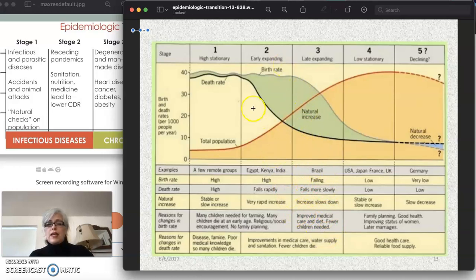So the natural increase rate is increasing in stage 3 because the birth rate is remaining high but falling rapidly, but also the death rate continues to fall and starts to stabilize down toward the bottom. It falls more slowly, but it continues to fall, and then you see it stabilize as it goes on into stage 4.